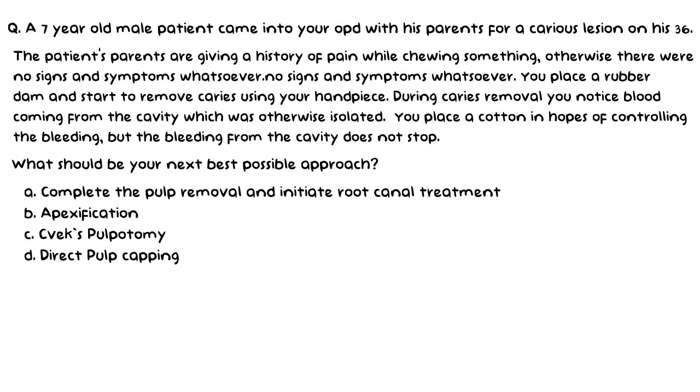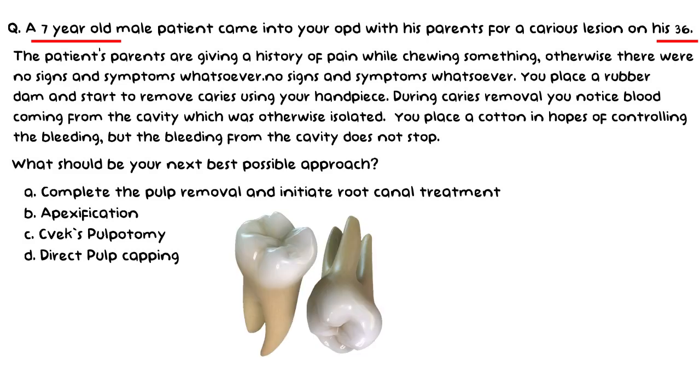So there are two very important things to consider here. First, the age of the patient, that is 7 years, and the second thing is the tooth, that is 3-6. We all know that the normal age of eruption of the first molar is around 6 to 7 years and it takes around 2 to 3 additional years for the root to fully develop.